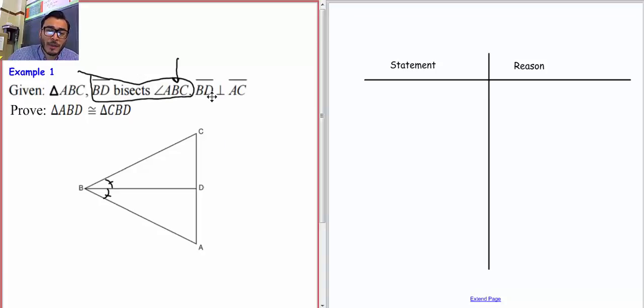What else do I know? I know that BD is perpendicular to AC. So this says BD is perpendicular to AC. What do I deduce from that? Well, perpendicular lines make 90-degree angles. So I deduce that this is 90 degrees and this angle is also 90 degrees. Then, from looking at the diagram, I can also deduce that line BD is being shared by both triangles, so I'm going to have a reflexive property here.